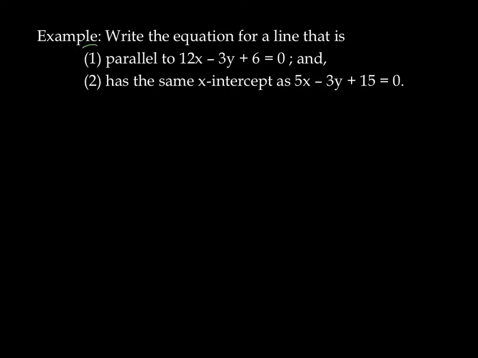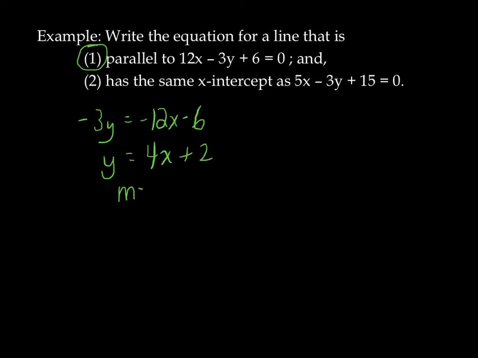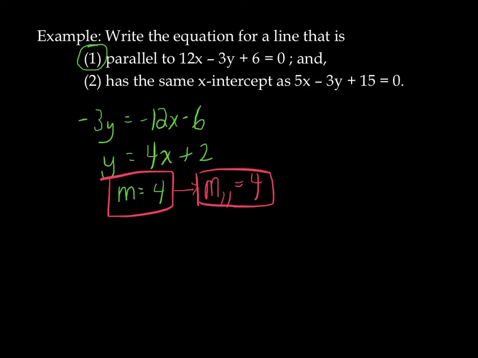Okay, welcome back. Here we go. I'm going to look at clue number 1. It's parallel to this line. So what is the slope of that line? Well, we'll rewrite this as -3y equals -12x minus 6. Therefore, y itself is equal to, divided by -3, 4x plus 2. Okay, so the slope of this line is 4. And since we have a parallel line, we could say that the parallel slope is also 4. So the slope of the line we need is 4.